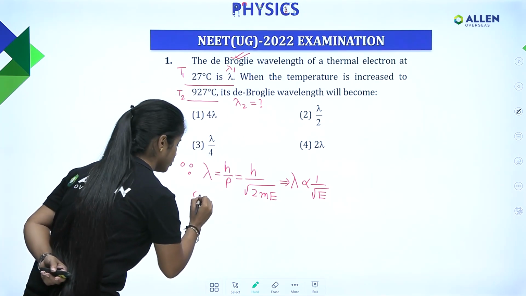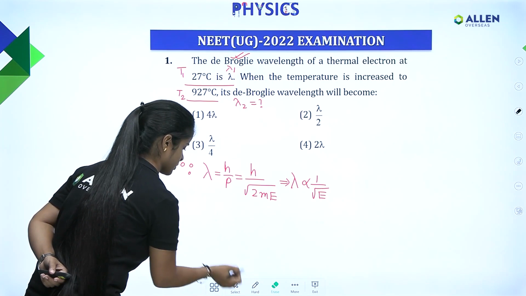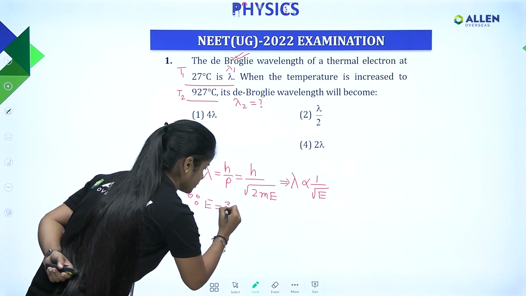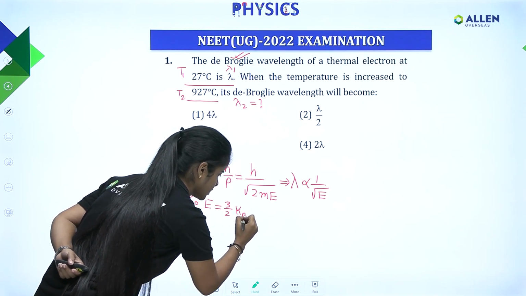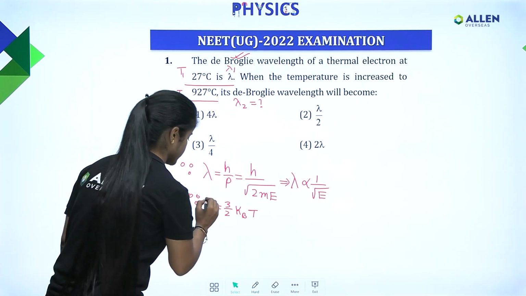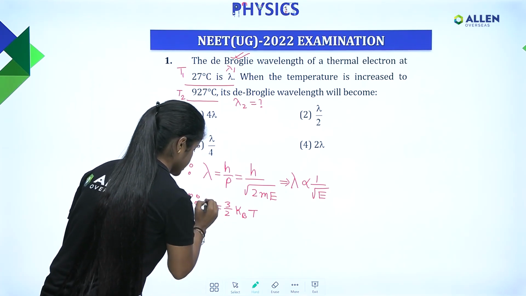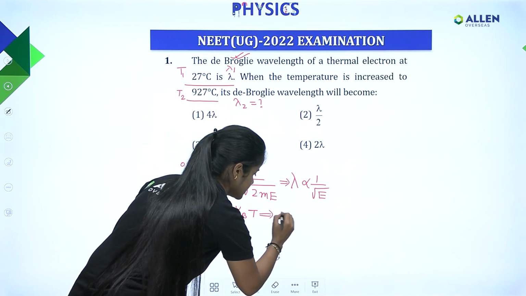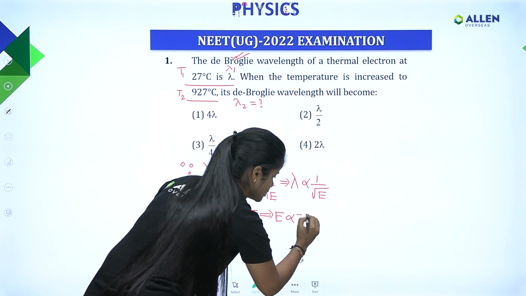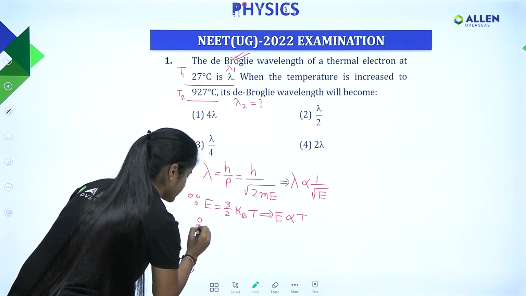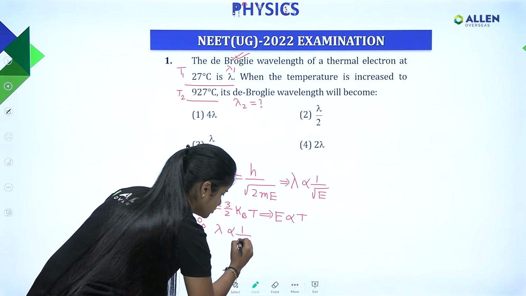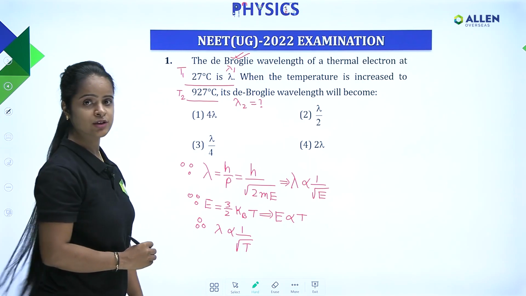Now I am going to write one more relation, that is, E equals 3 by 2 into Kb into T, where Kb is the Boltzmann constant and T is temperature. Now from this relation what can we write here? We can easily write that E, that is energy, is directly proportional to temperature. Therefore wavelength is inversely proportional to root under T. Is it clear to everyone?